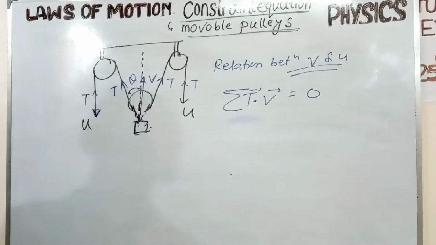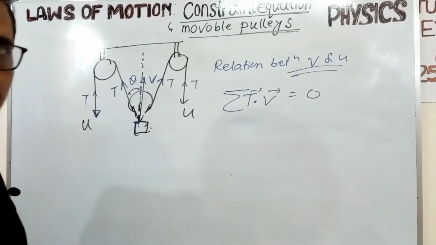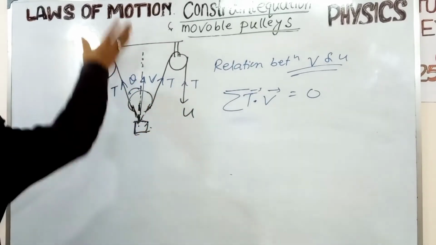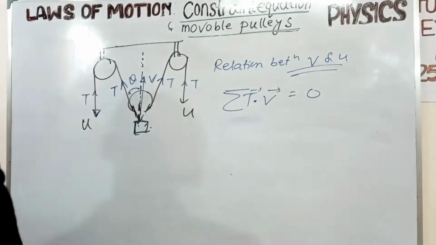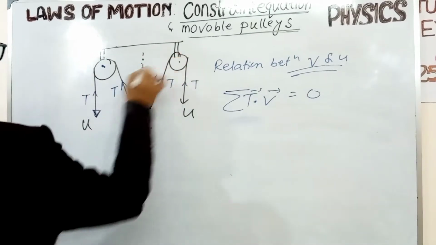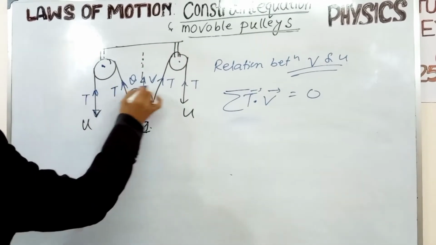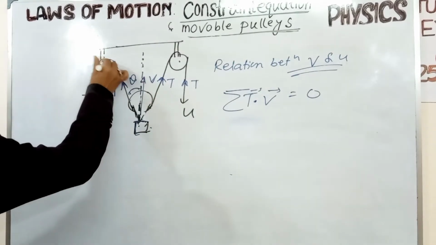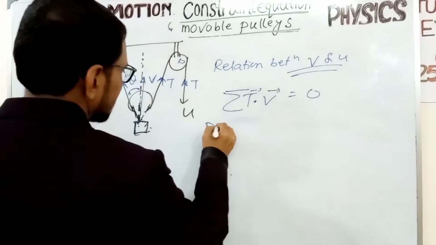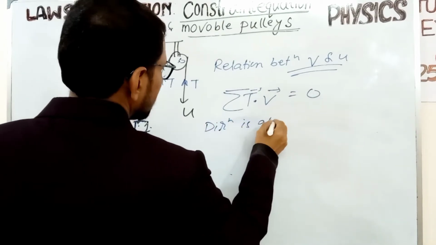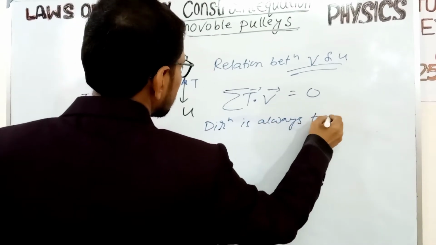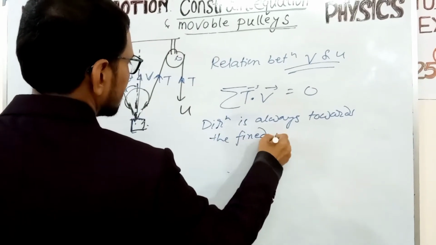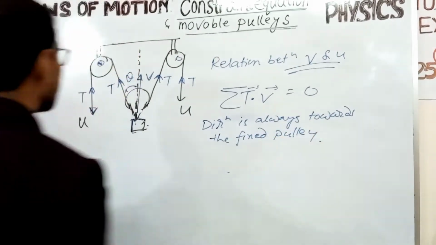If you are confused about the direction of tension, the direction of tension is always upward, towards the pulley. So the direction is this direction. The direction will always be towards the fixed pulley. So you can apply it now.